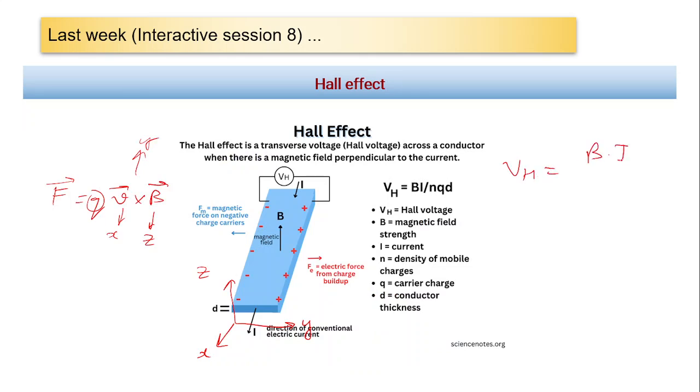B is the magnetic field, I is the current, N is the carrier density, D is the thickness of the sample, and Q is the charge. So if, out of fitting everything else, we get it negative, it means the electron is the majority carrier here. If it's positive, that means hole is the majority carrier.